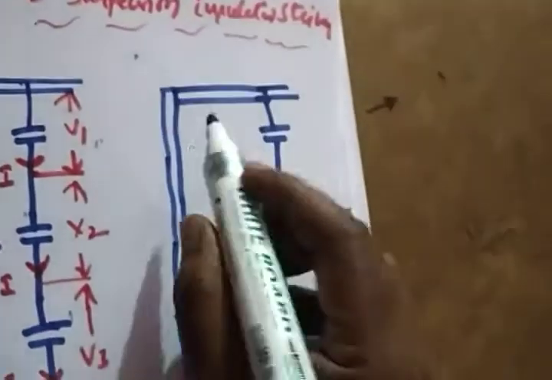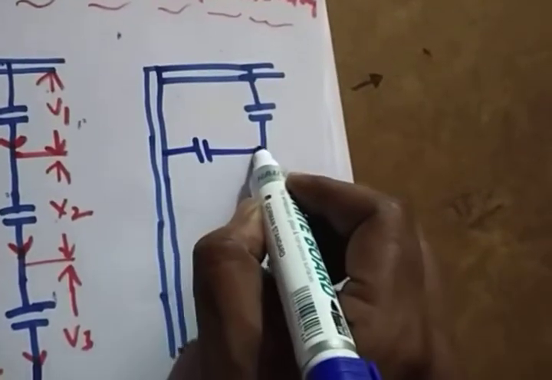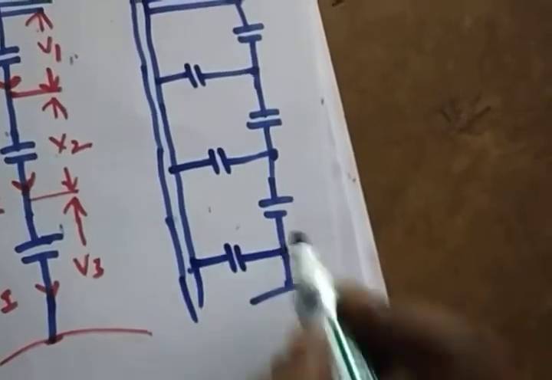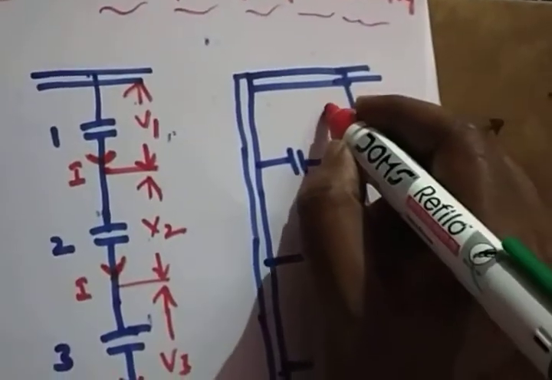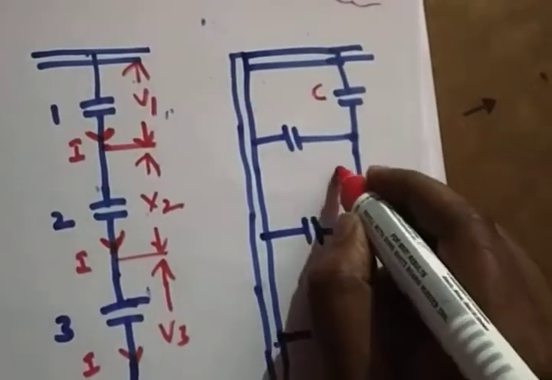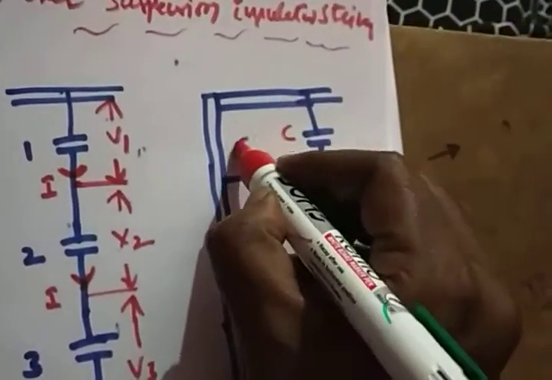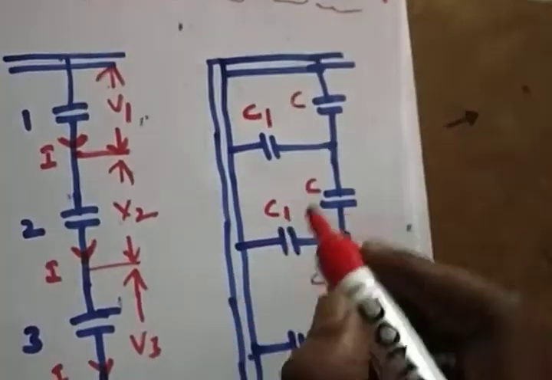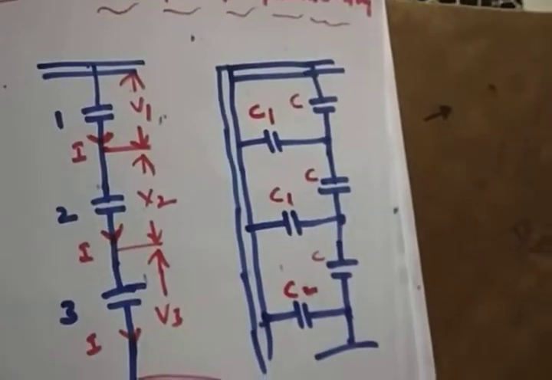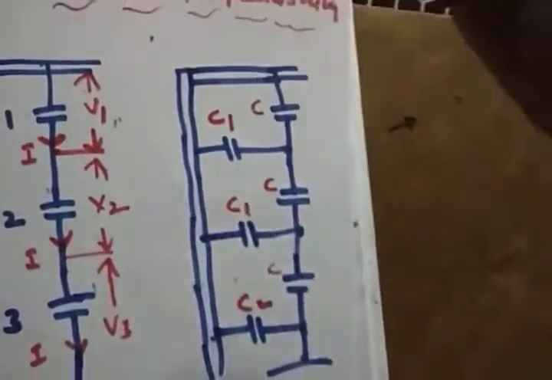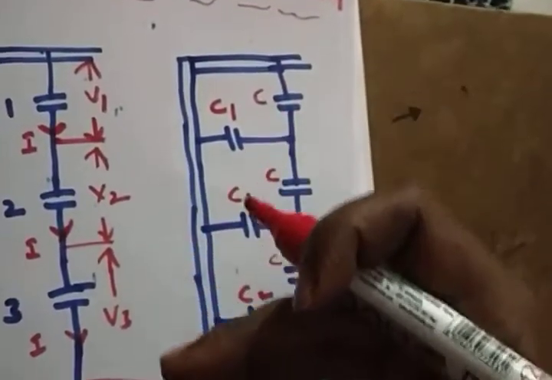So what is that capacitance? We can call it a shunt capacitance. Right? How many shunt capacitances are there? 3 shunt capacitances. So this we can call the self capacitance, C, and this we can call the shunt capacitance, C1, C2.